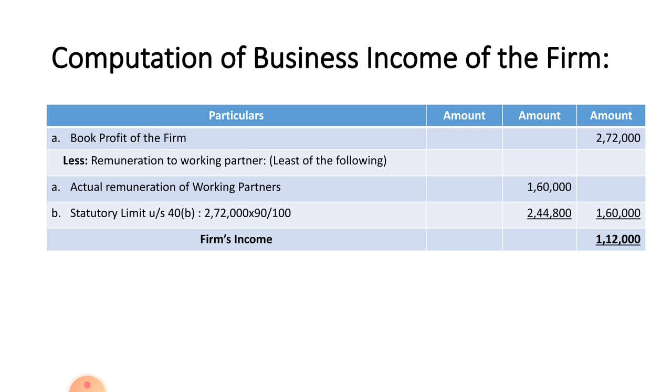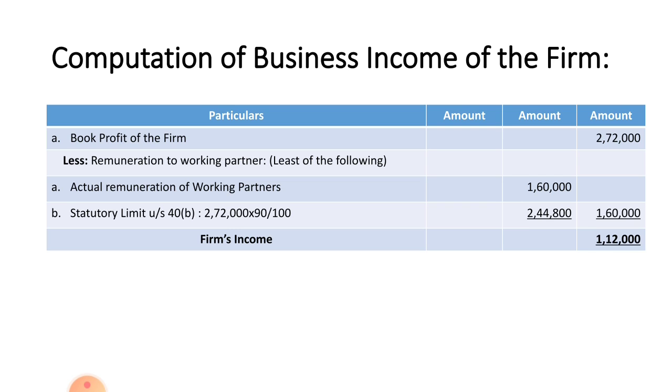See the third case, computation of business income of the firm. Book profit is given, 2,72,000. Remember, this is less than 3 lakh. That is why less remuneration to working partners, actual remuneration 1,60,000 and statutory limit 2,72,000 into 90 by 100, 90% of 2,72,000. Here no need to compare 1,50,000 and 2,72,000, whichever is more you have to consider. Here 90% of 2,72,000 will be more, that is why you can directly take this into consideration.